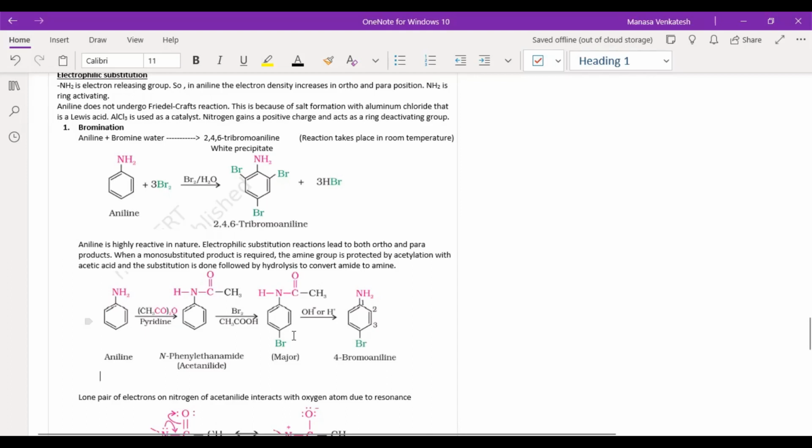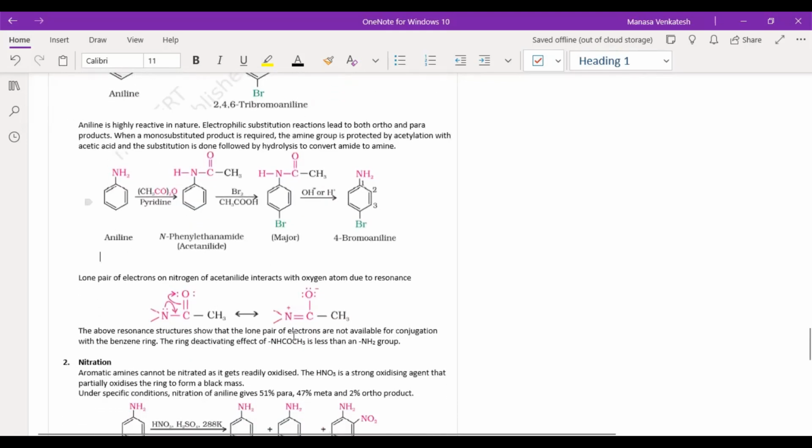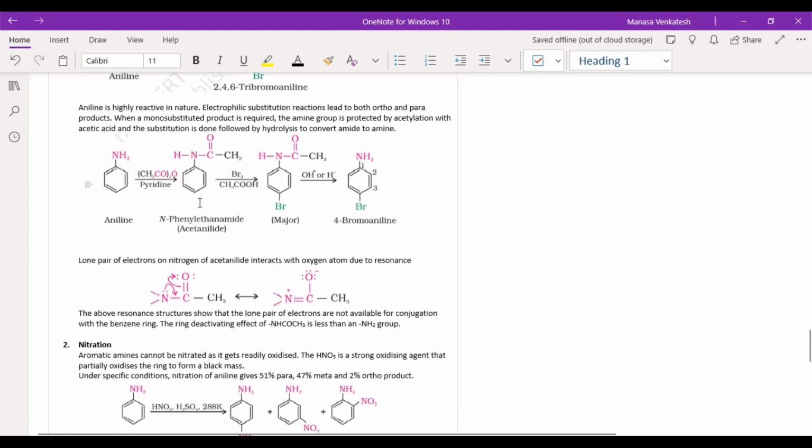Now, the reason we are getting only one of the products as the major product is because the lone pair of electrons of the nitrogen atom is going to undergo resonance over here itself. It is not going to be in conjugation with the benzene ring. This further deactivates the ring, and this makes sure that the NHCOCH3 makes the ring less active than the NH2 group itself.